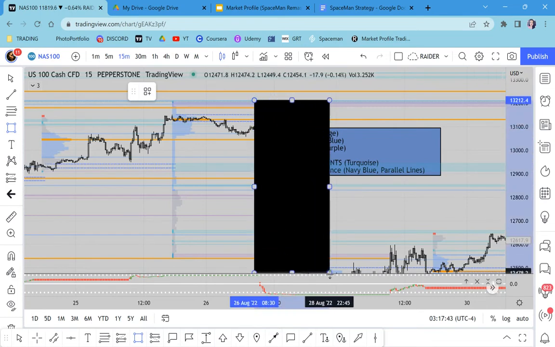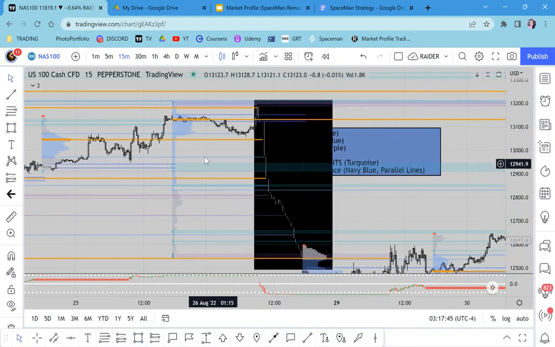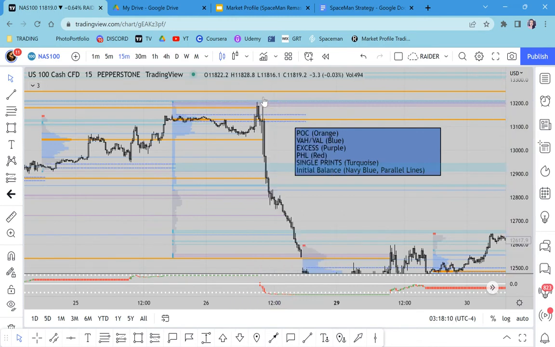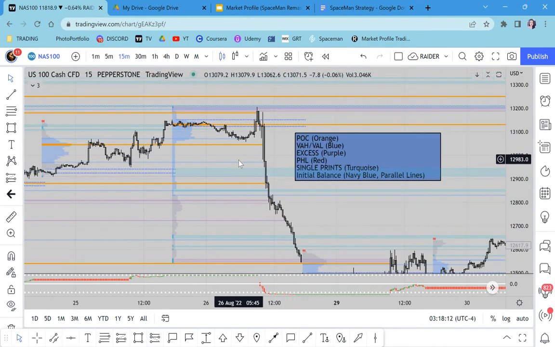So as this day is forming, we're not seeing all of this activity that's happening right here, right? We're not seeing all of this, the blue and the gray and the excess. None of this is here. None of the single prints are here. None of that. So we're basically just looking at this area that's happening. But while it's doing that, we want to still pay attention to what exactly it is doing.